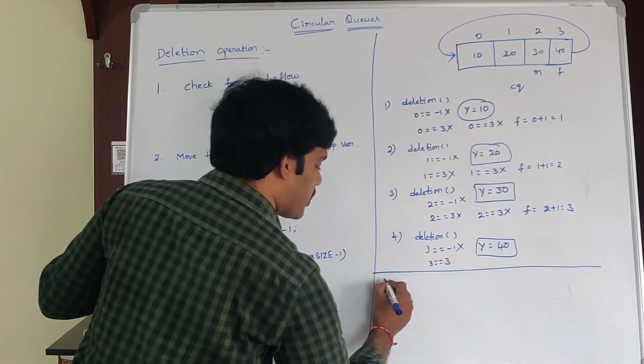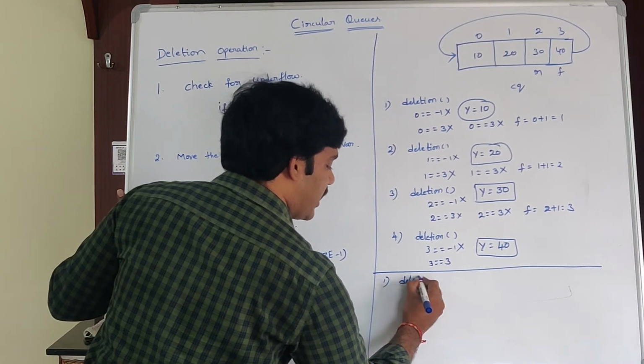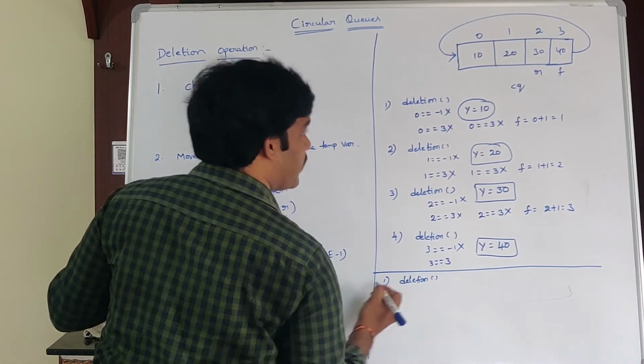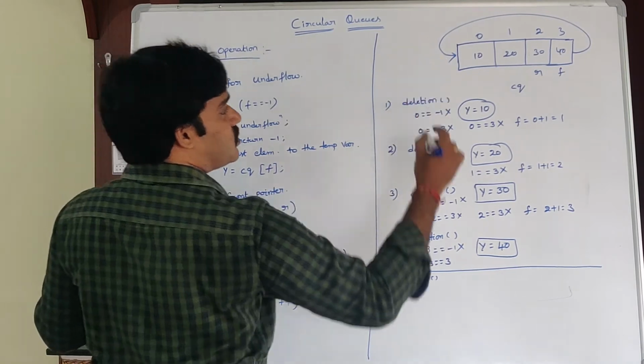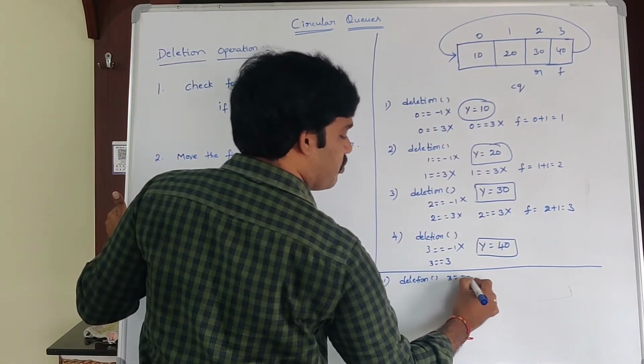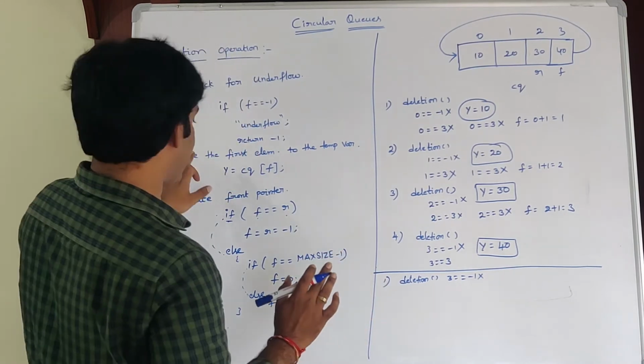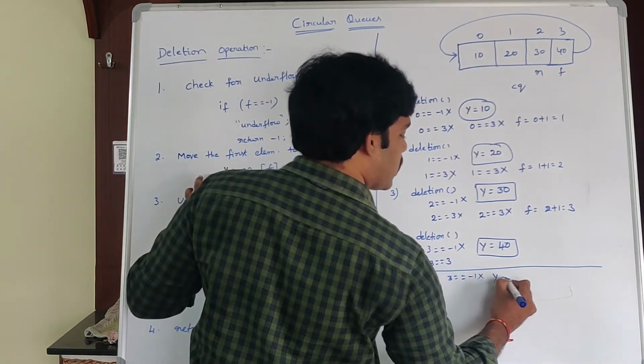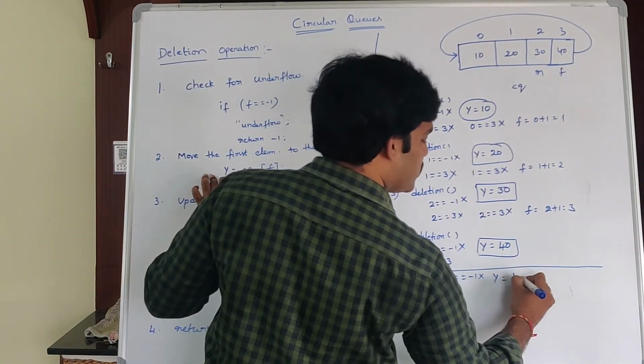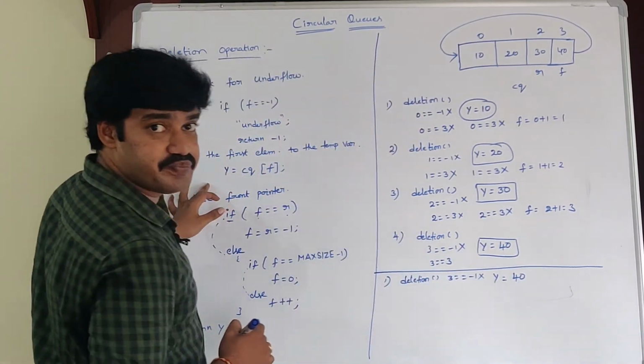So coming to that particular case, if I am calling the deletion function, what is the value of f? 3. Is 3 equal to minus 1? No, that means circular Q is not empty. Coming to the else block, y is equal to CQ of f, which means y is equal to 40.